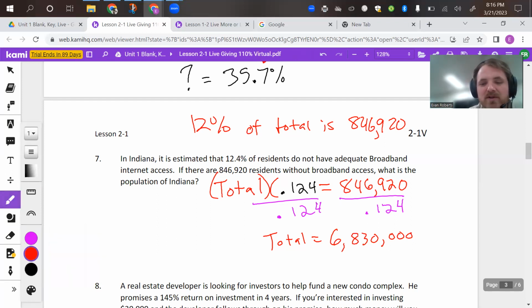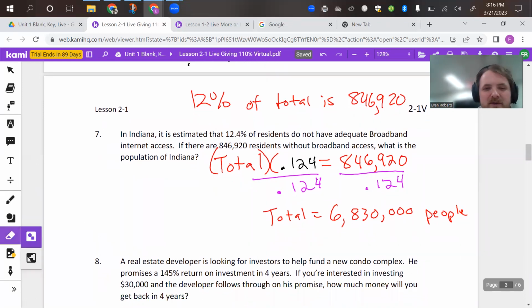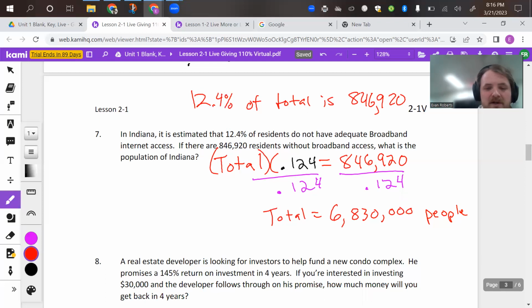So again, that total population would be those people there. Thank you for catching that, by the way. I think it's because I put 12% up here and just stopped reading the actual question.